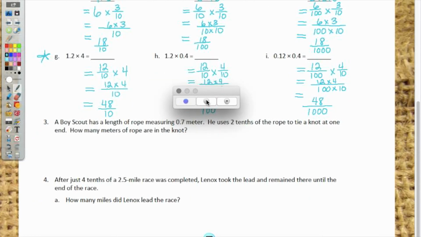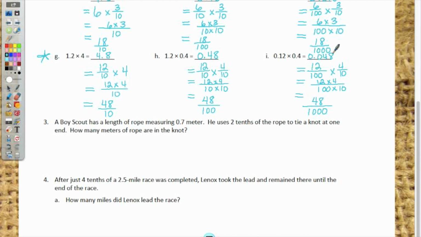Okay, I want you to help me write these in standard form. So Cheney, how do I write 48/10 in standard form? Good. How'd you do? You get it? Okay. Beverly, how do I write 48/100 in standard form? Good. And Chloe, how do I write 48,000?